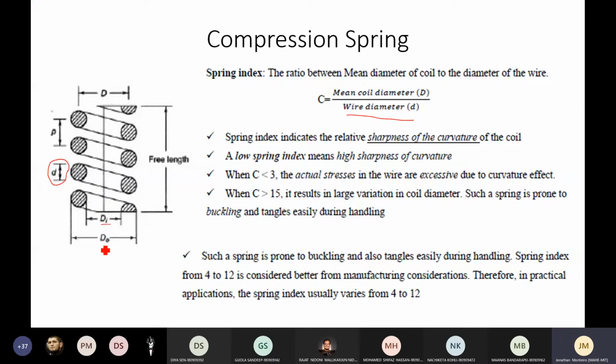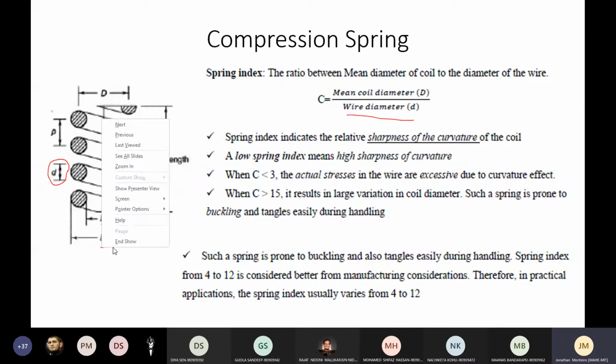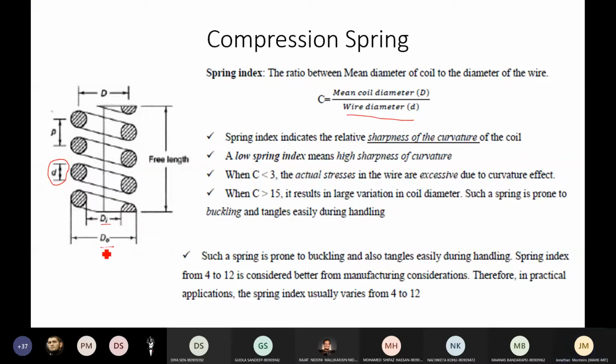Okay, this is Di, and this outside is Do. So Di is the inner diameter of the coil. Remember, this is the wire diameter. This refers to the coil. So capital Di is the inner diameter of the coil, and Do is the outer diameter of the coil. Wire has only one diameter, which we call the wire diameter.